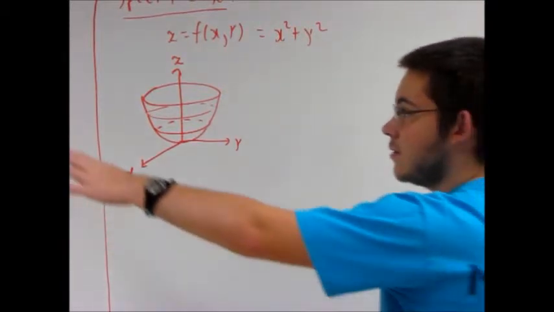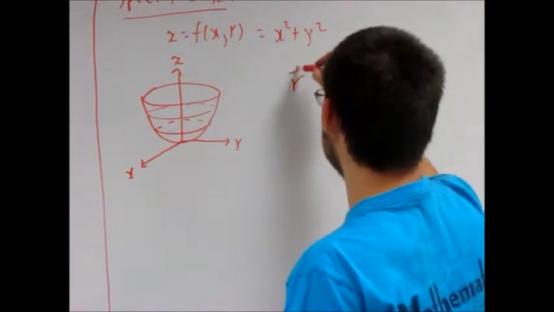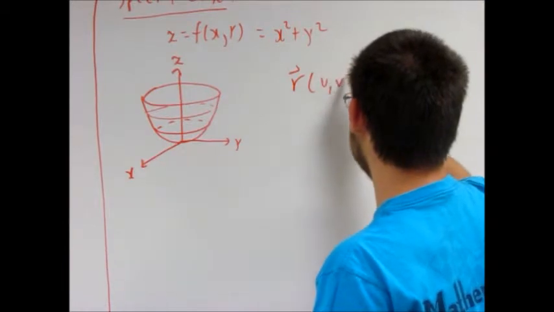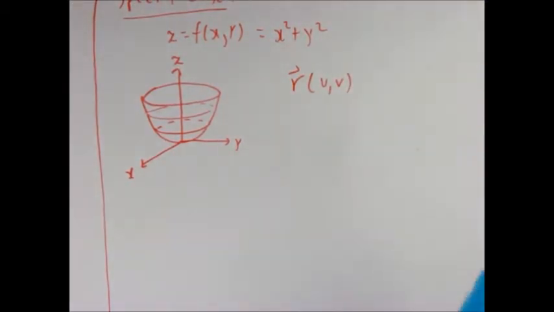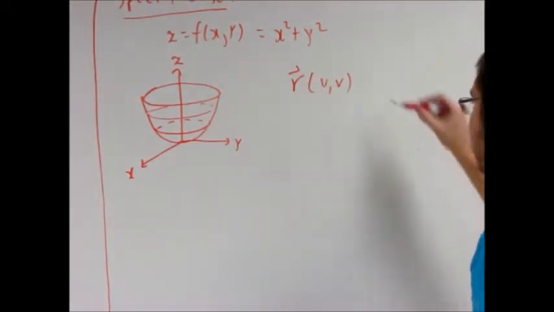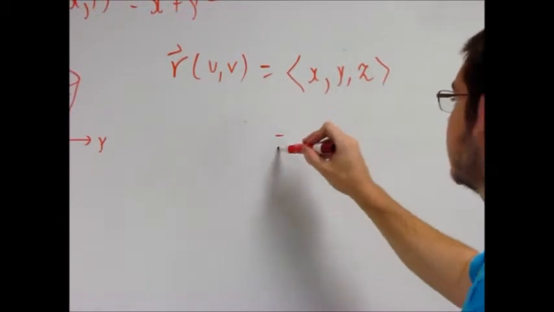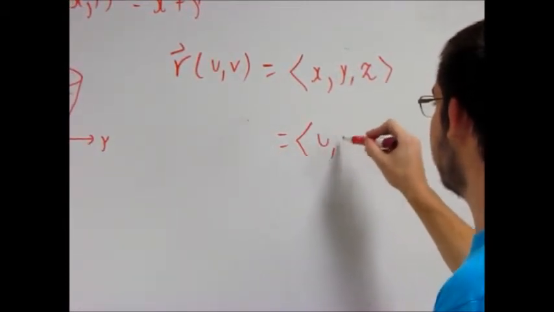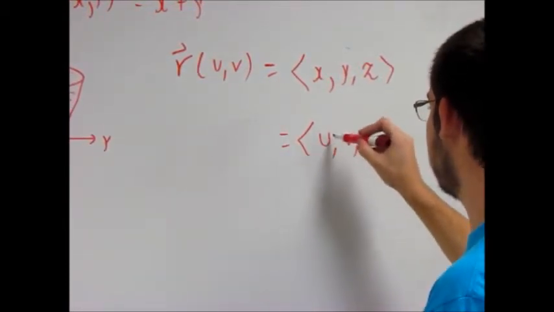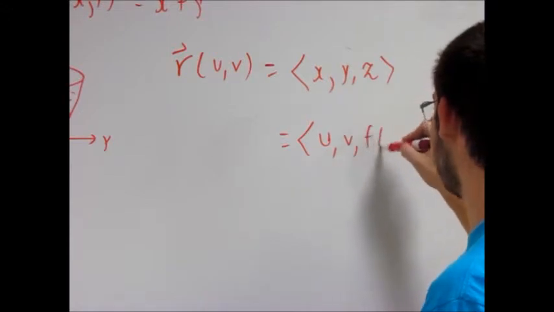And so in this case, when we have r of u and v, we can just use x and y. And z is f of x. So u, v, and f of u and v.